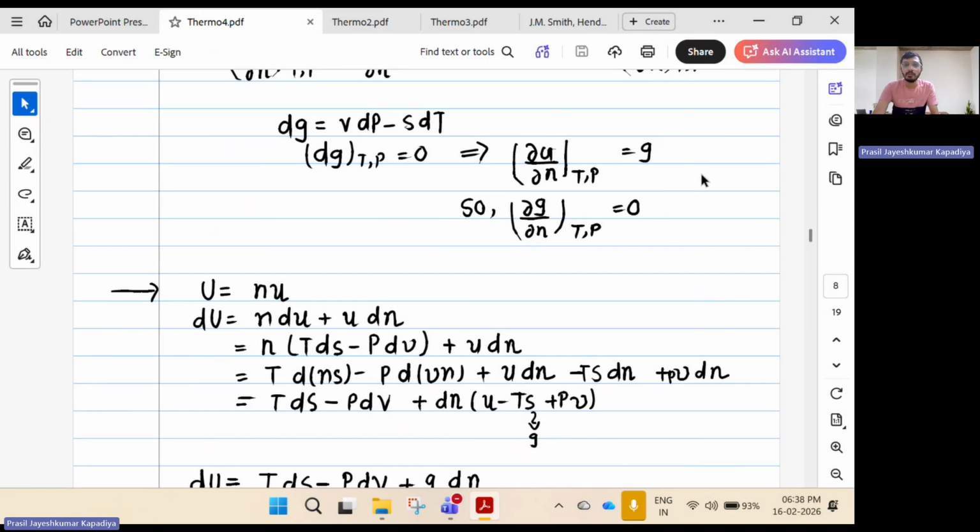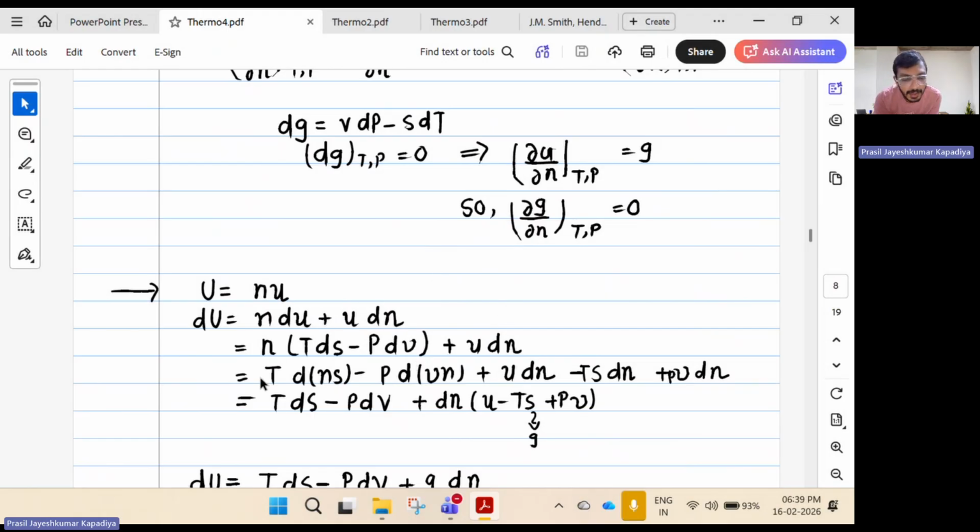Okay. So let's say I'm now dealing with U is equal to N into u. This we have already written. So let's say I'm calculating the differential. So my dU will be equal to N into small du plus u into small dN. Okay. So what is du? du is nothing but TdS minus PdV. So I'm writing it as TdS minus PdV plus udN. I'm keeping it as it is.